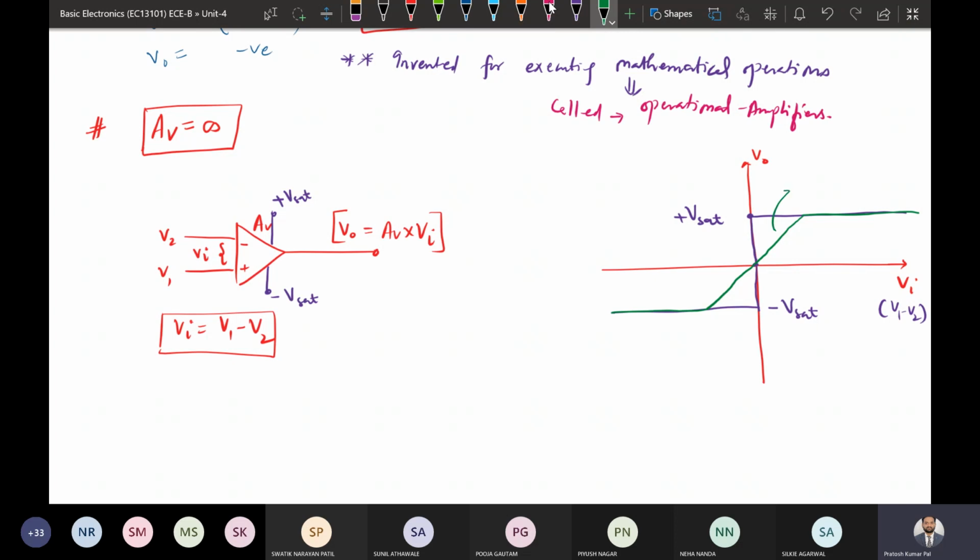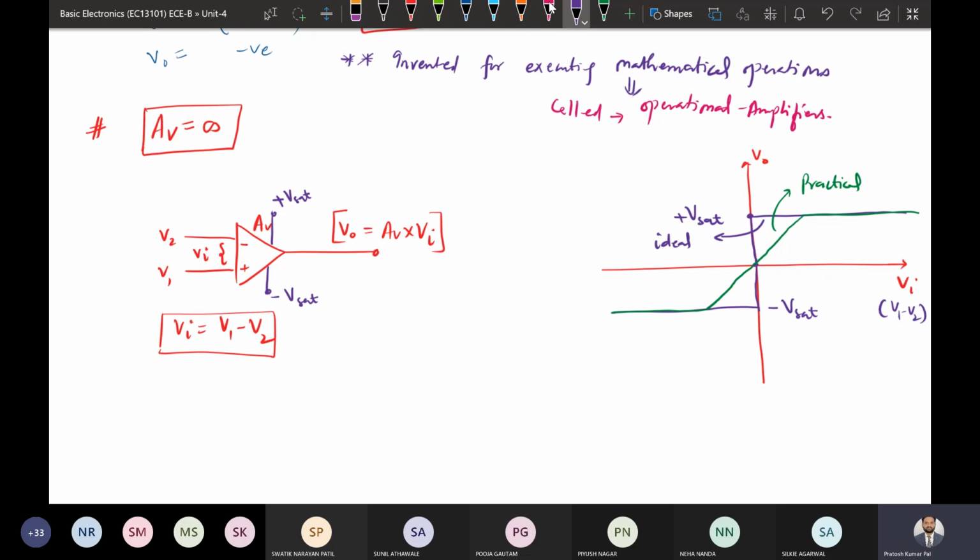So this green one is for the practical case, and this one is the ideal case. From there you can see how the behavior of an operational amplifier will be. If this is the ideal case, it will just switch to plus V sat or minus V sat. So always, the output of an operational amplifier without feedback, there is no feedback there, will be either plus V sat or minus V sat.